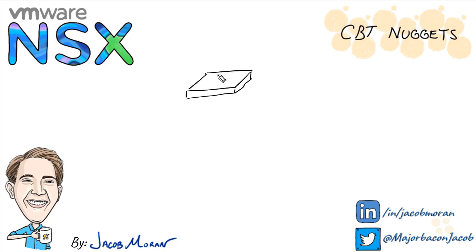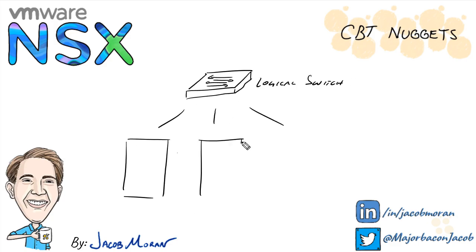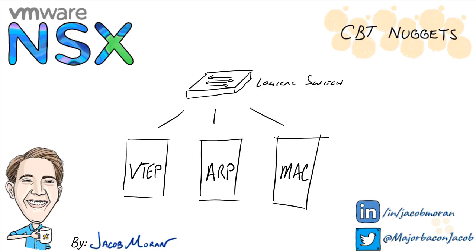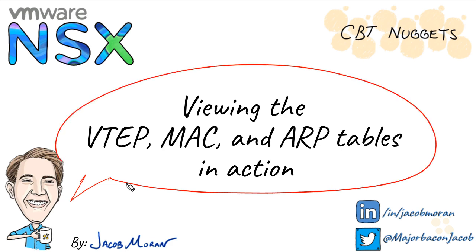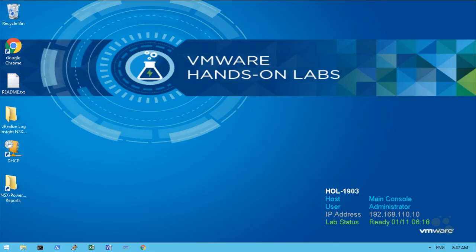In other nuggets, we've had the chance to talk about logical switch tables, the VTEP table, ARP table, and MAC table, but in this nugget, I'd like to show you those tables in action. Because when it comes to troubleshooting NSX, when things go wrong with VXLANs, we want to have a deep understanding of how information is relayed and used in our NSX environment. Well, my friend, feel free to join me.